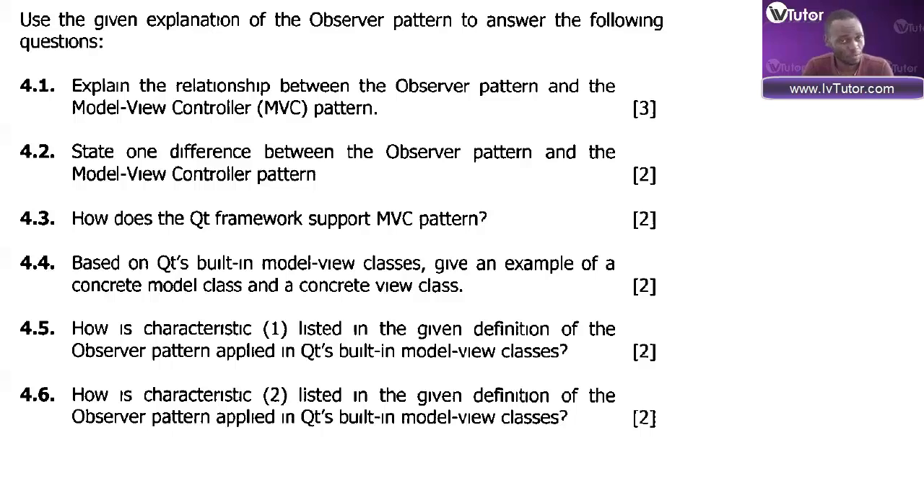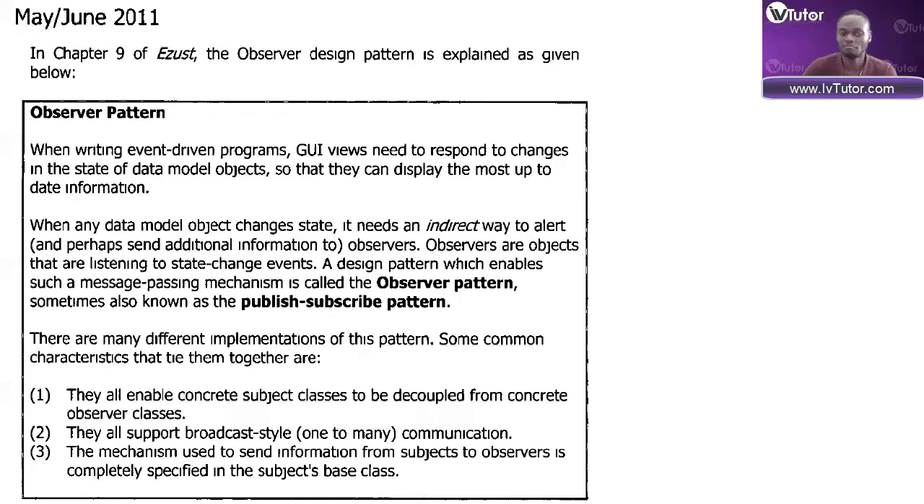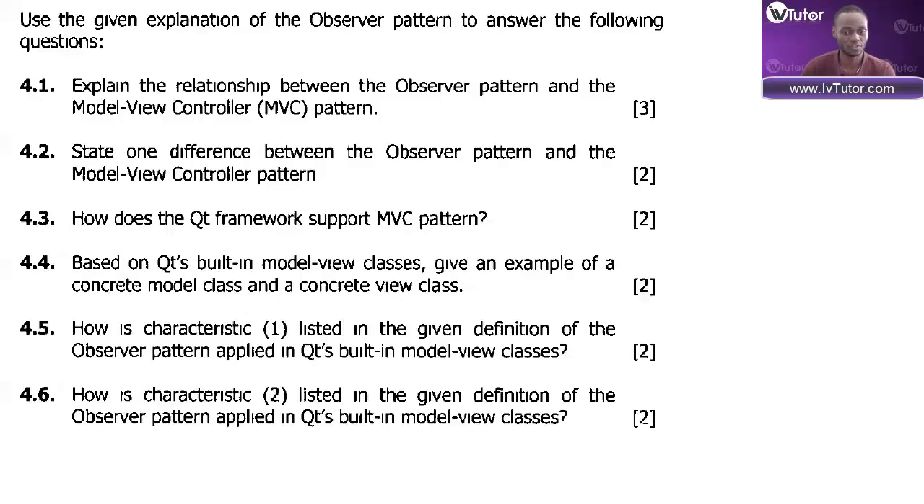In the MVC pattern, what happens? You've got the model, the view, and the controller. They all respond to each other automatically, right? So in terms of the relationship between the observer, this question was actually quite simple to answer because you were given this, right? This was a very good guide to answering this question.